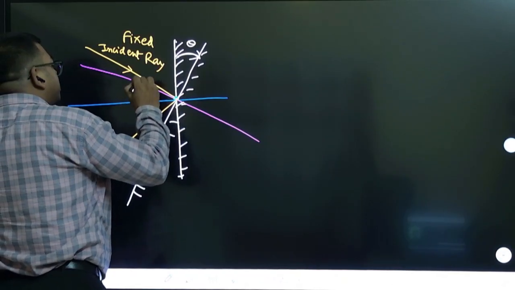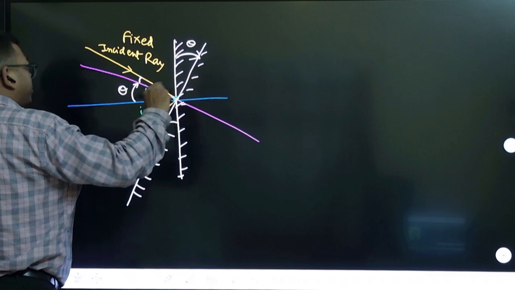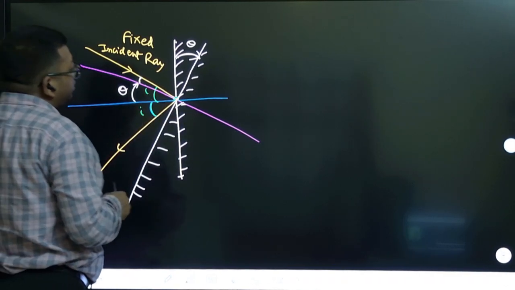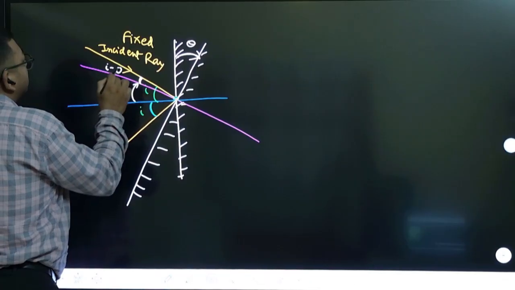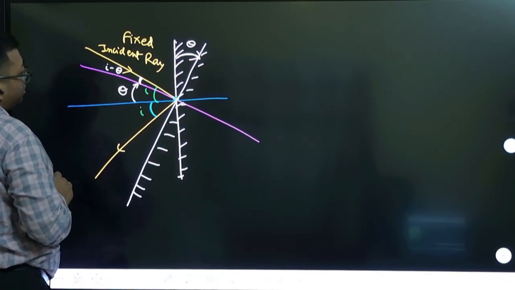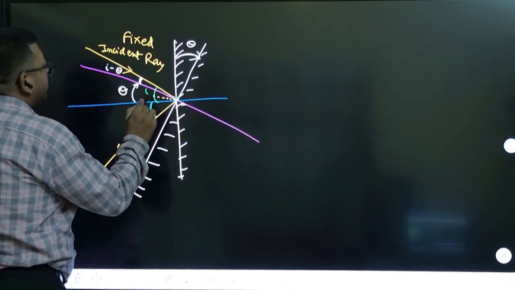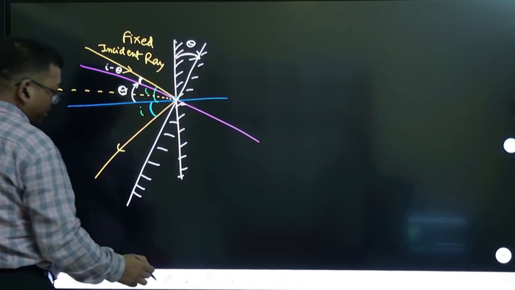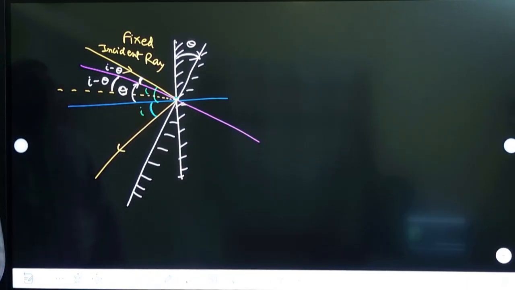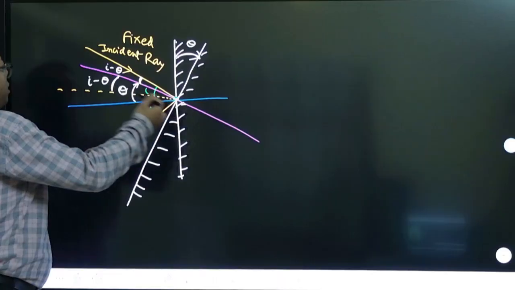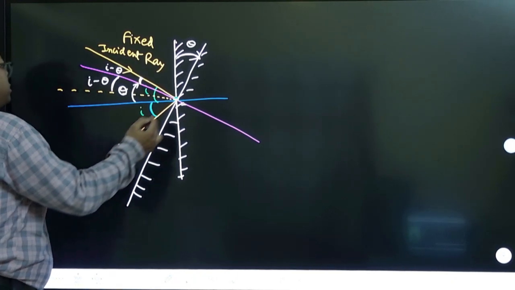So with the new normal, the new angle of incidence will be how much? Because the normal is fixed to the mirror, as you rotate the mirror, the normal also rotates by theta. So now with the new normal, it will make I minus theta. So the new reflected ray will come in this manner, which I am showing dotted, and this will also make the same angle I minus theta. Previously the reflected ray was this, right? This is the new reflected ray.